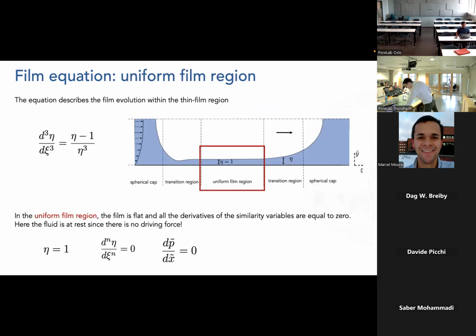How can you solve it? So the equation is that one. If you focus on the uniform film region, there eta is equal to 1. So things are not very interesting. All the derivatives are 0. It means that there you have no flow. This theory predicts only capillary-driven flows, but actually there is no flow in the central part of the bubble.